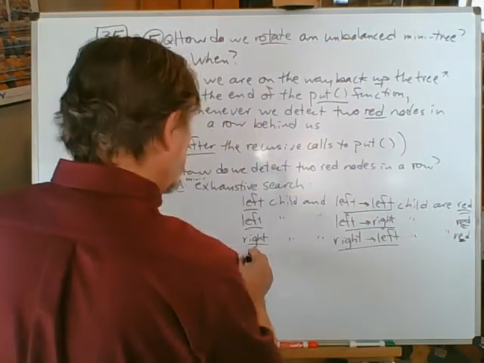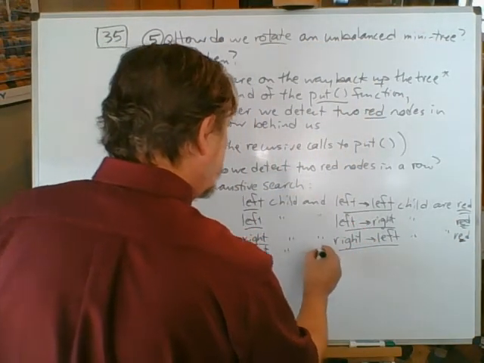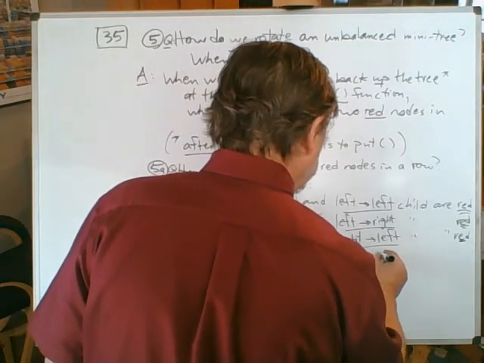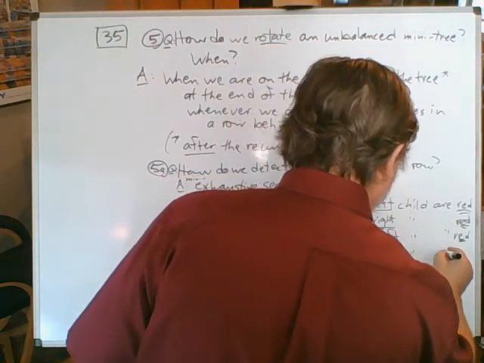1 more. The right child and the right child. Right child and right arrow right child. Child are both red.